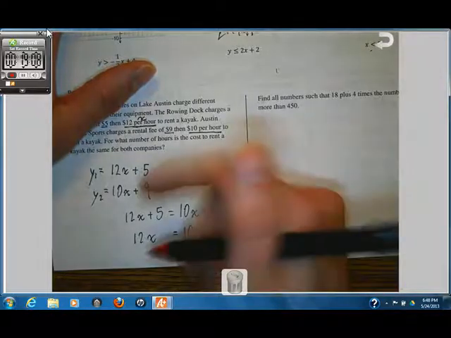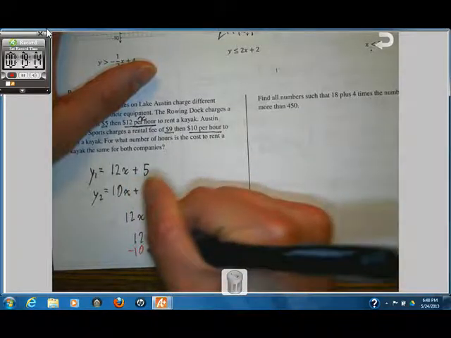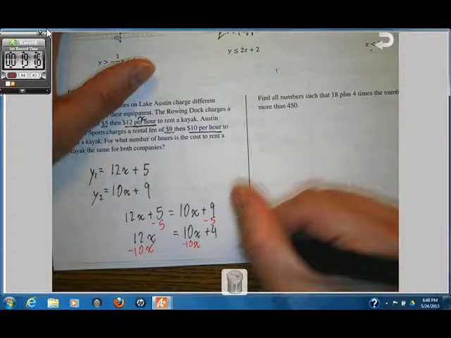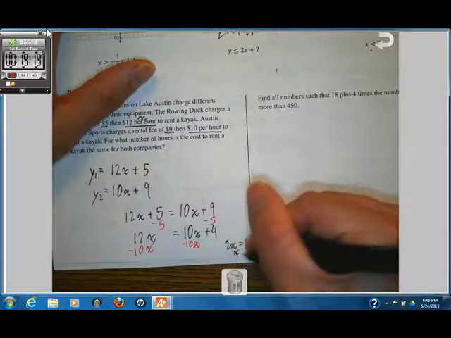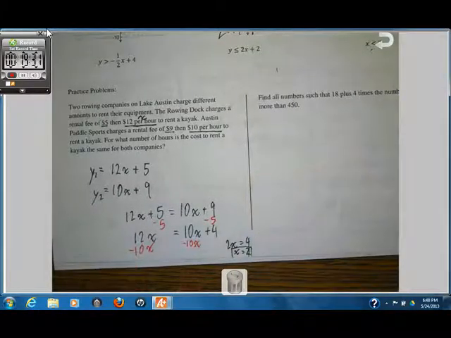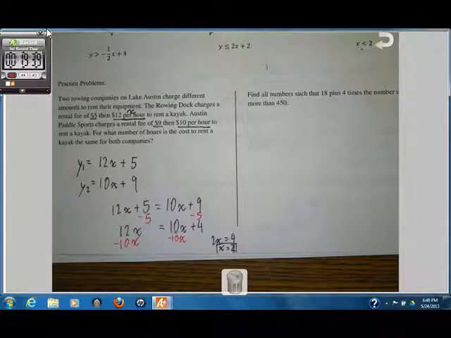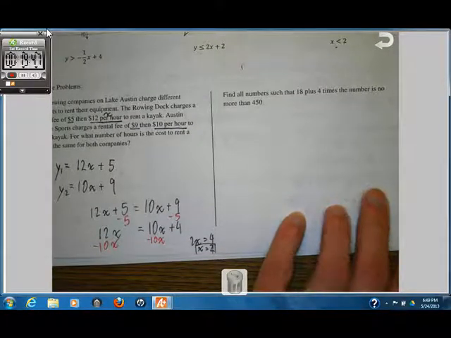Alright, next one. Find all numbers such that 18 plus 4 times the number is no more than 450. Basically, you only needed to set up the inequality. You don't actually need to solve it because the actual set of numbers is infinite. So, 18 plus 4 times the number, we can say it's n, we can say it's x, I don't care, is no more than, which is to say not greater. It could be equal to, could be less than. And so really what this was asking you to do is, can you translate words into an algebraic expression with an inequality? That was fun.